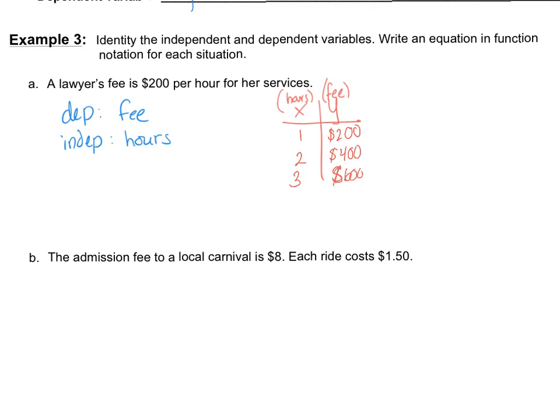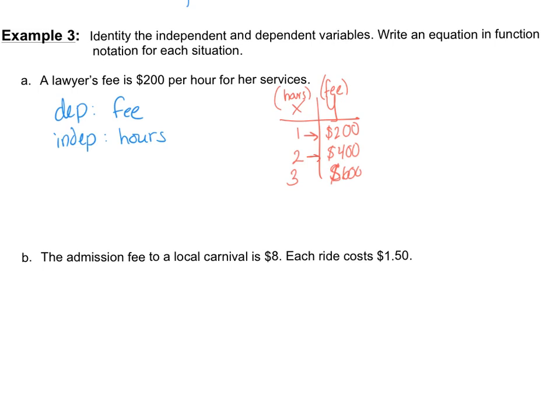And so remember, to write an equation in function notation, we want to see what's happening from the x to the y. Every time, what's happening to get from the x to the y? Well, each time we're multiplying by $200. So we're taking the x value and multiplying by 200, and that gets us our y. So to write this in function notation, instead of writing y there, we would write f of x equals 200x.